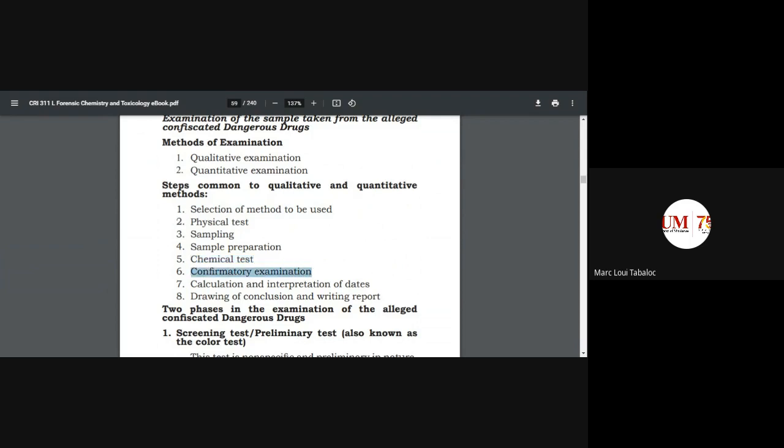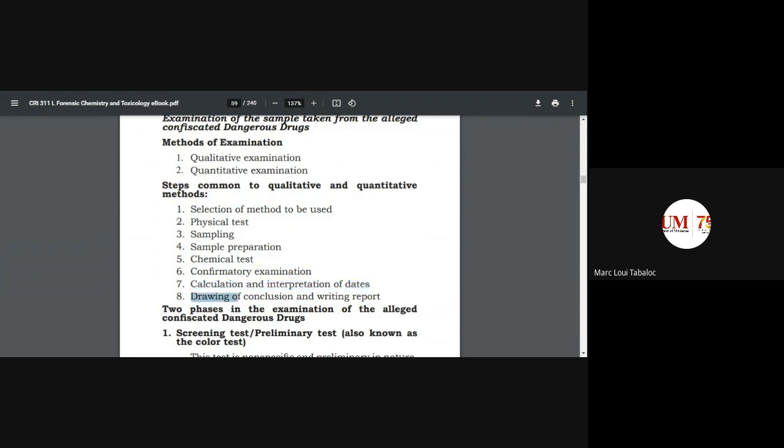Of course, the second part is of course yung confirmatory examination, which will be explained further in the next following moments. And of course, calculation and interpretation of dates. Of course, parte rin yan sa forensic chemistry. Trabaho ng forensic chemist is to trace the dates. Yan, yung possible dates kung kailan last gumamit ang user by virtue of the sample at kung gaano kadalas na ba ginagamit ng user through the sample, of course, yung paggamit ng dangerous drug.